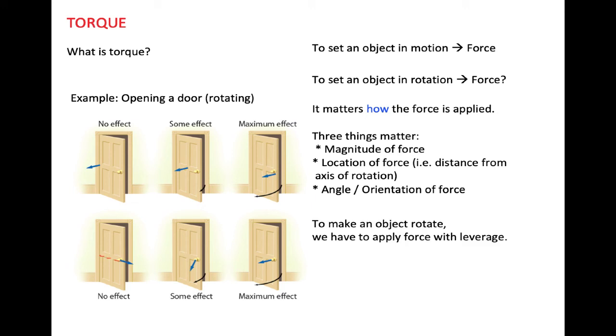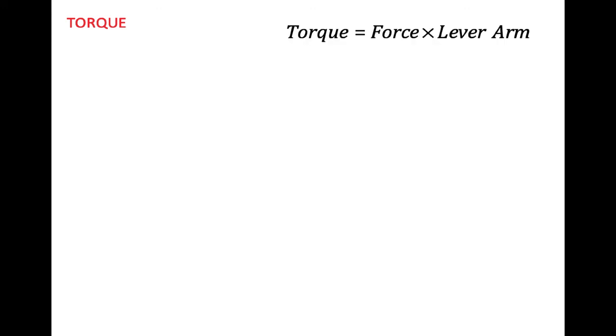So to make an object rotate, we have to apply force with leverage. We have to apply force at a certain distance and at a certain orientation. Based on this discussion, we can define that torque is the turning effect of force. Let's now look at the mathematical definition of torque. Because it involves force and the distance from the hinges, it leads us to define torque as force times lever arm.